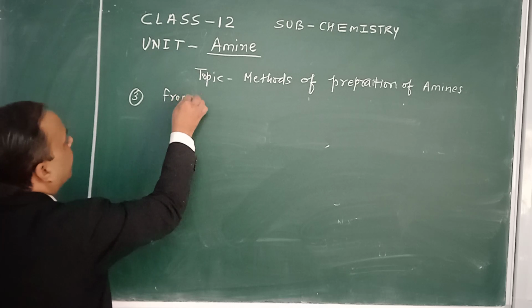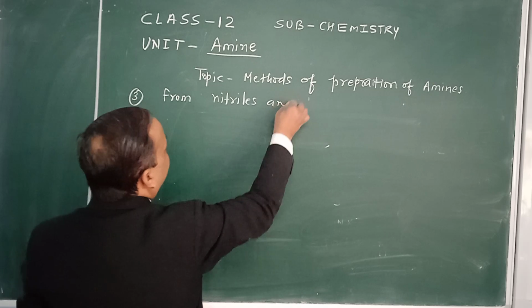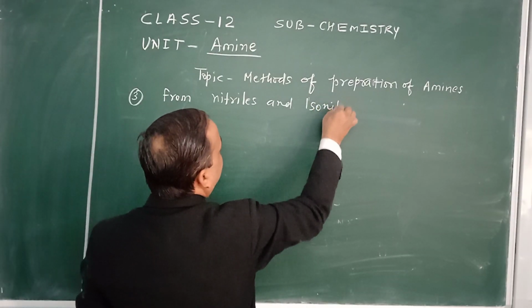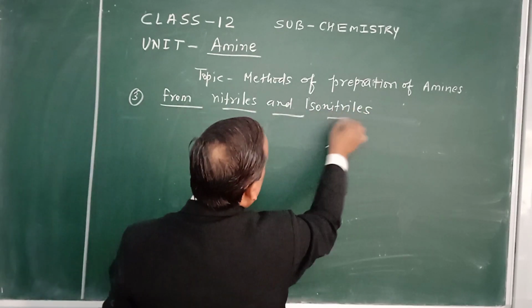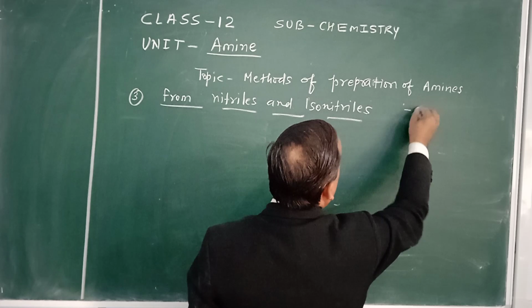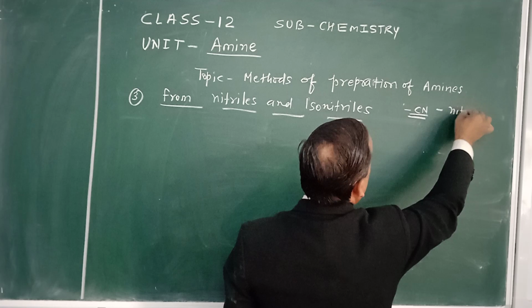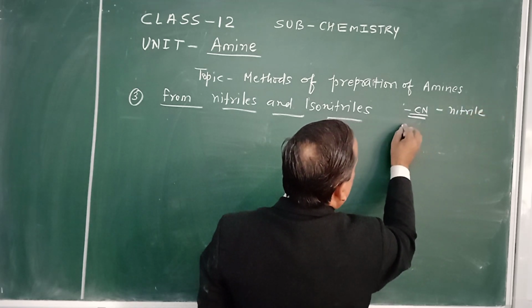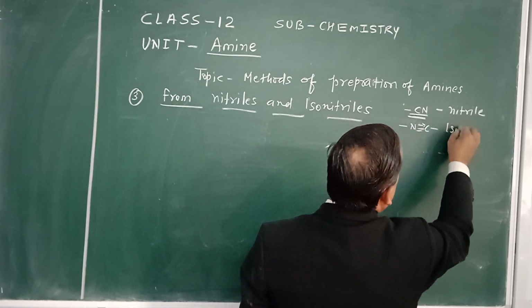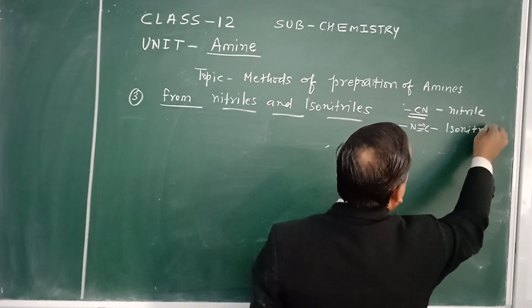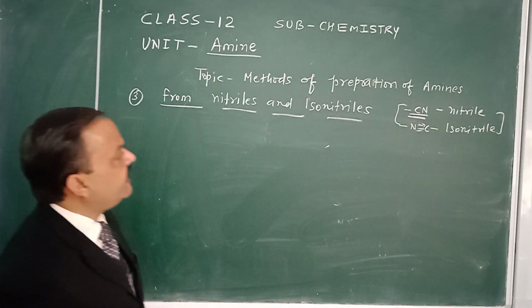From nitriles and isonitriles. In general, when we differentiate both these terms, when the cyanide group is present, it is a nitrile, and when the isocyanide group is present, then we know it as an isonitrile. So these two conditions are present there.